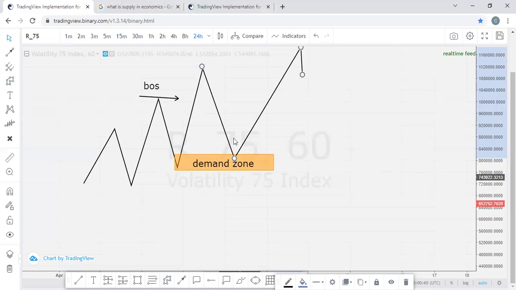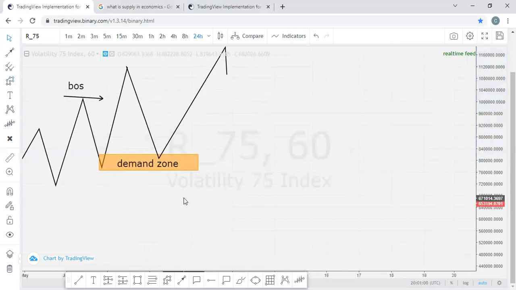most likely it's going to break this one too, because markets make higher highs and higher lows in a bullish market, right? So you should always trade demand zones in line with the trend, and the most probable ones are those that broke structure to the upside or to the downside, right? So let us try to replicate this for a sell scenario. These are the most probable ones you should trade. Very easy way to trade.